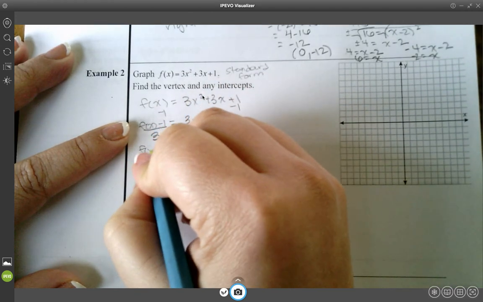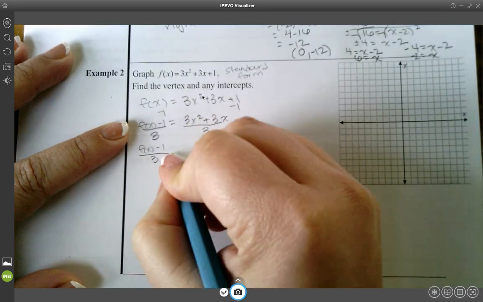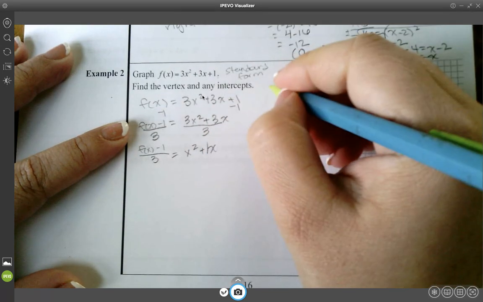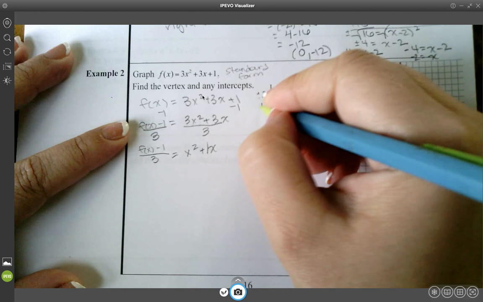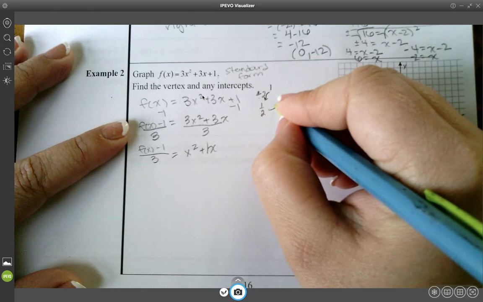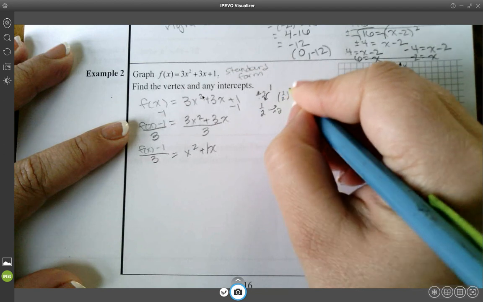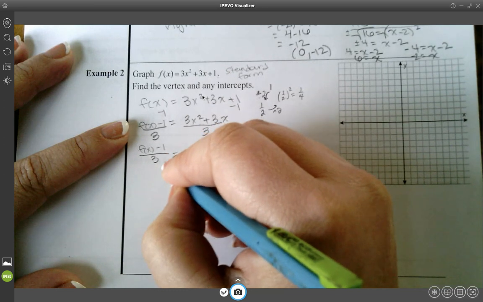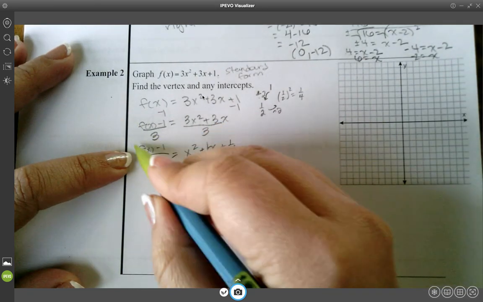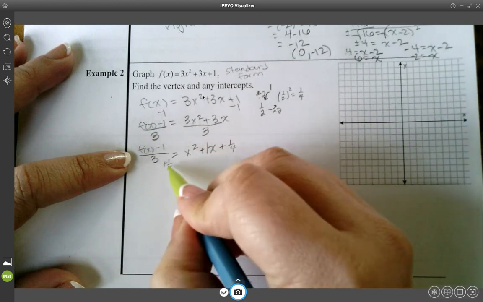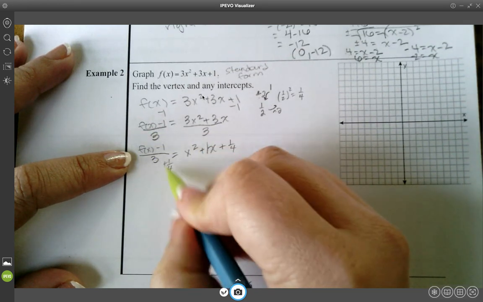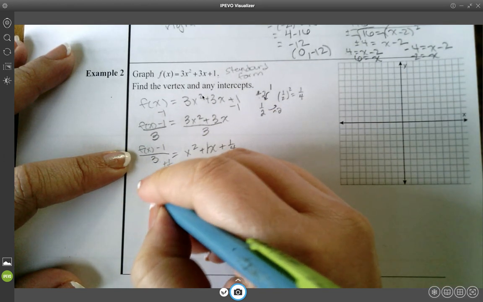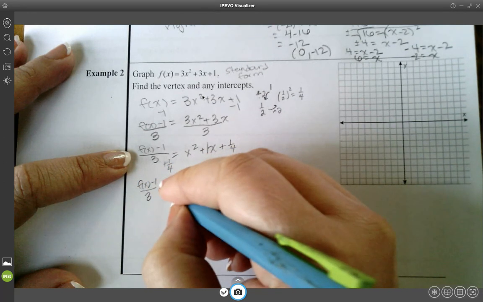So we have f of x minus 1 all over 3 equals x squared plus x. So my coefficient here is 1. 1 divided by 2 is a half. Raised to the second power, 1/2 squared is 1/4. So I'm adding 1/4 to both sides. Okay, on the left-hand side now, I have an addition of fractions, which means that we need a common denominator, or we can leave them as two separate terms. f of x minus 1 over 3 plus 1/4.